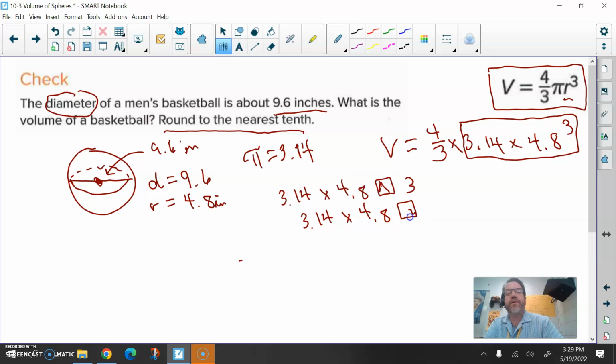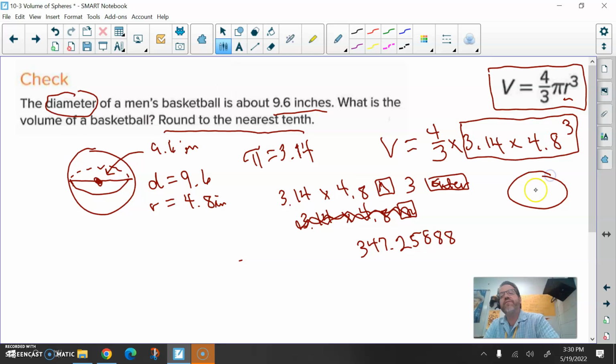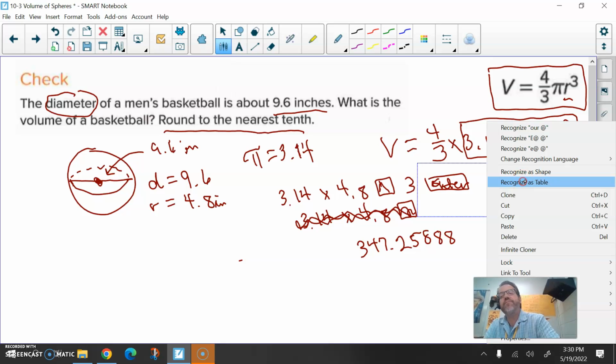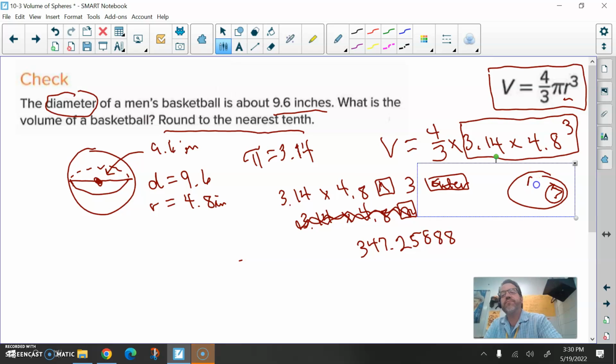And when you solve all of that, you end up with about 347.25888. Okay, so you can hit the enter button here. If you remember, you could also use that other button over here and just choose the right arrow, and that'll work great too. Okay.